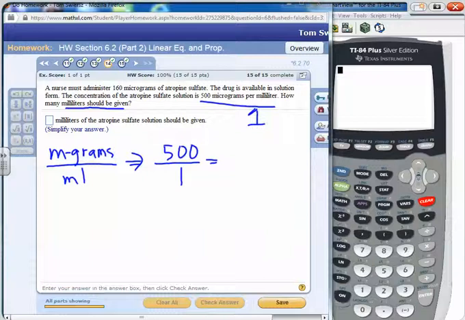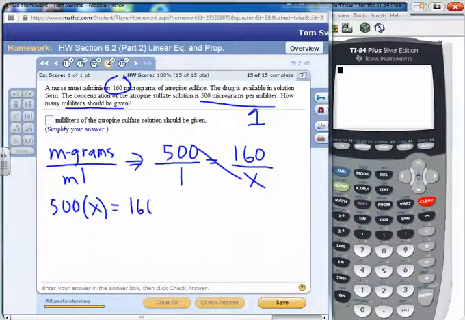They need to administer 160 micrograms, which is in the numerator, and how many milliliters we don't know, so we'll use X to represent our milliliters. Okay, that's the unknown. Cross products to solve for X. Take the cross products. 500 times X is equal to 160 times 1. Divide both sides by 500.